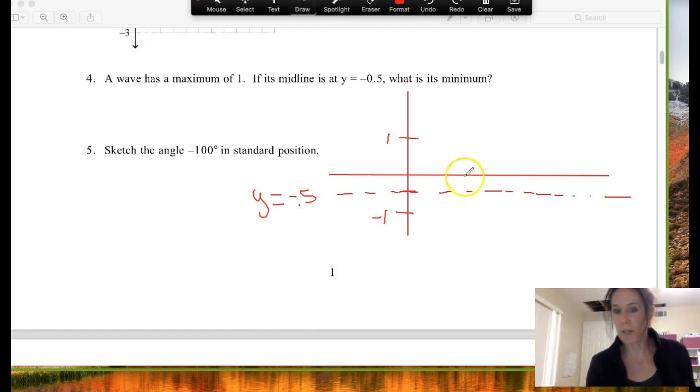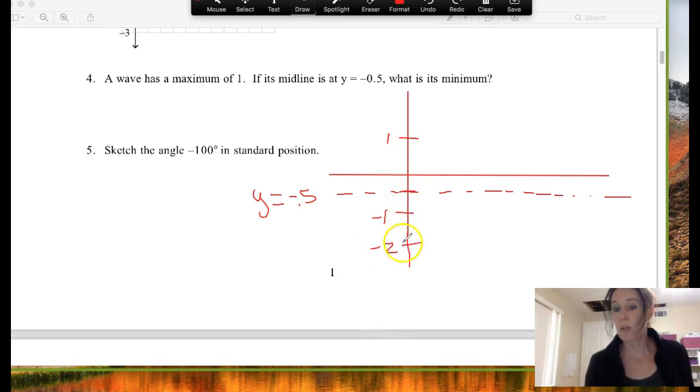All right, there it is. So how far is the minimum? We know the maximum is here, so I go up a half and another whole. So I go up 1.5 to get to the max. That means I have to go down 1.5 to get to the min. So if I go down a half and then another 1.